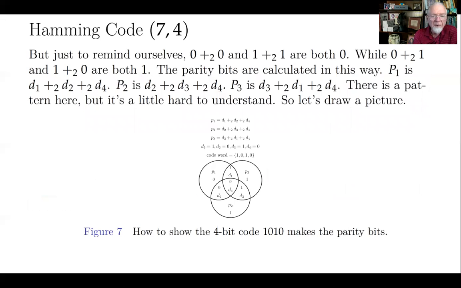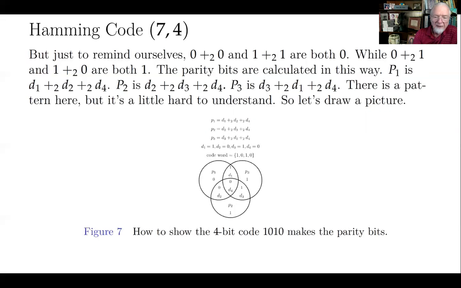So let's remind ourselves of how we've got 3 parity bits, P1, P2, P3, and we have 4 bits, D1, D2, D3, D4. So remember, 0 plus 0 and 1 plus 1 are both 0. 0 plus 1 and 1 plus 0 are both 1. So there is a pattern here, and we'll get to it in a little bit, but let's start to try and see a picture.